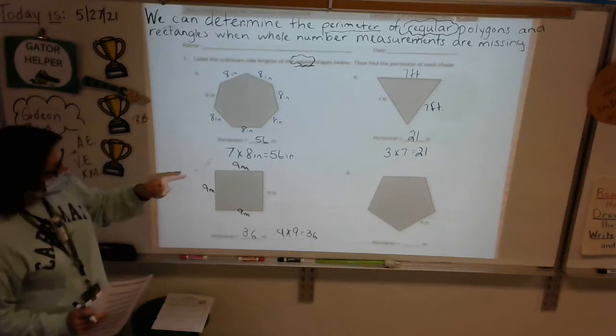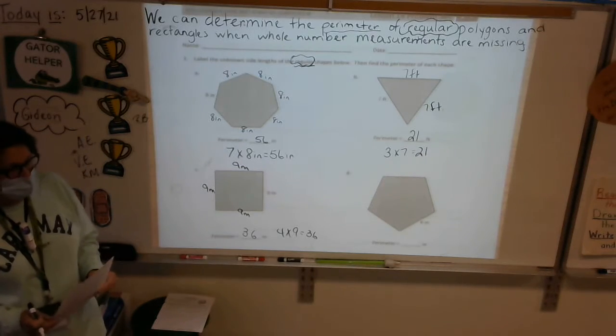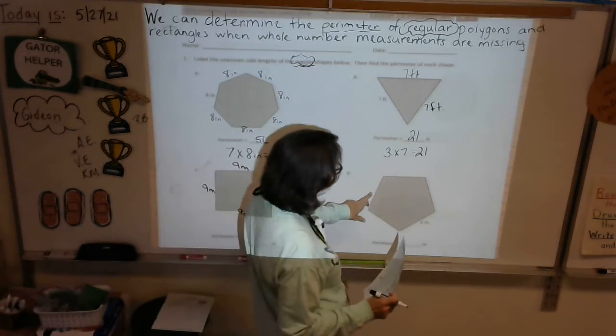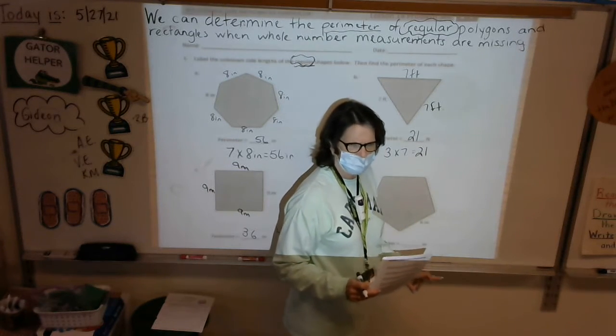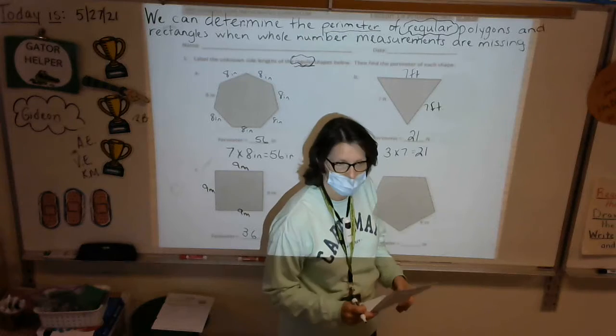Now, let's look at the next one. I bet you can do that one on your own. Go ahead, label your missing side lengths. Looks like we have 1, 2, 3, 4, 5. What do we call a shape with 5 sides? A polygon? Pentagon. Very good, it's a pentagon.